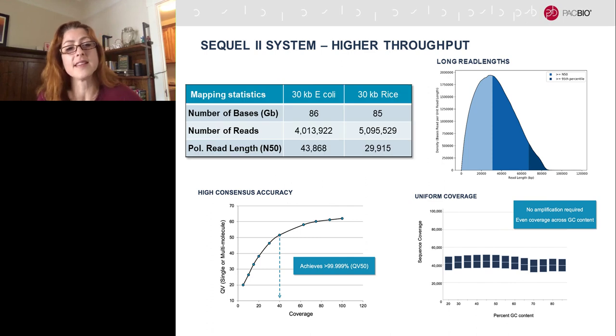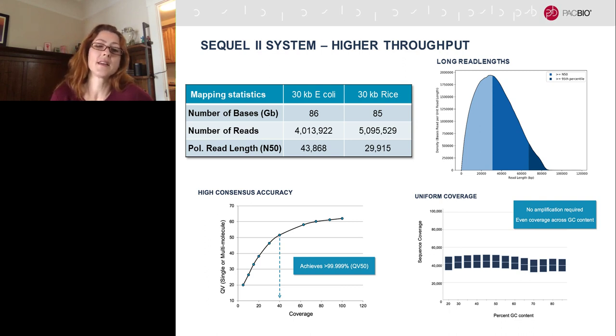The only difference is that the greater number of ZMWs allows you to have much greater throughput on a single SMRT cell. So for example, here, there's an example of sequencing an E. coli strain. In this case, we had 86 gigabases of data in one Sequel II 8M SMRT cell. And for comparison, the Sequel system would have about 10 to 12 gigabases of data, so much more data. And similarly, looking at rice genome, sequencing that, again, very high yield in the mid 80 gigabases.